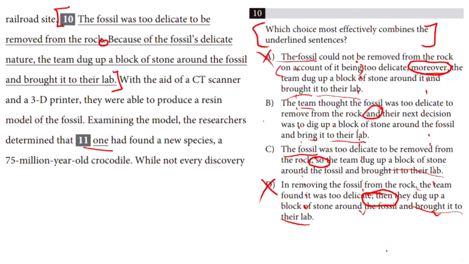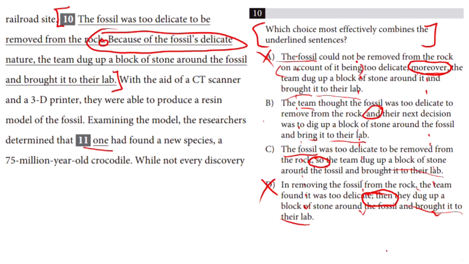Again, we have moreover, and, so, or, then, which might lead you to ask, which of these options reflects the meaning of the original sentences? Because we know as trained test takers that the correct answer has to do that. So let's go back to the original sentences. We have "the fossil, blah, blah, blah," period. "Because of the fossil's delicate nature, comma, the team did whatever." So in the original two sentences, there's this idea that what happened in the first sentence is the cause of what is being stated in the second sentence.